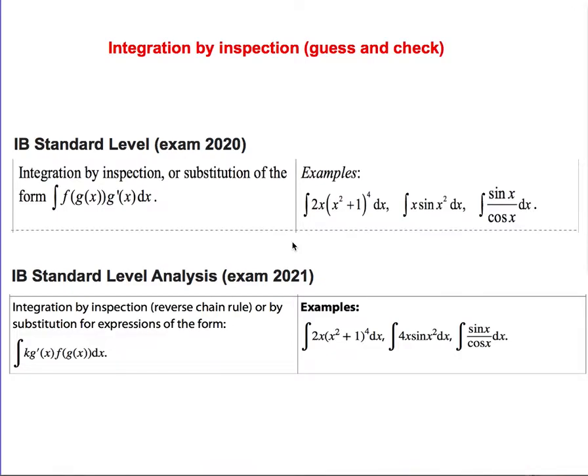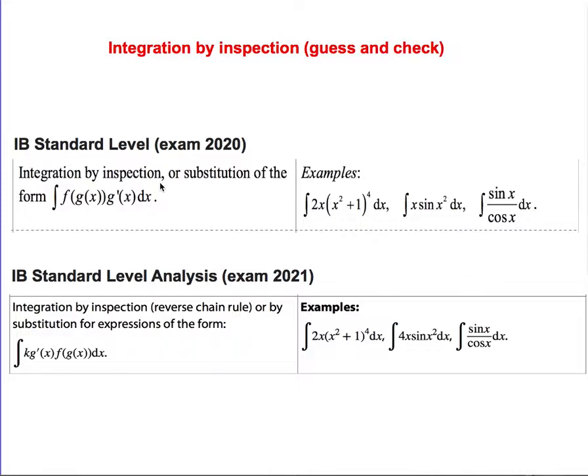Okay, so let's have a look at some integration by inspection. It's also called the guess and check method. This is particularly recommended if you're doing a course like the IB Standard Level, that's the 2020 exam, or the IB Standard Level Analysis, the 2021 exam. That's because for this course, you can always do integration by inspection.